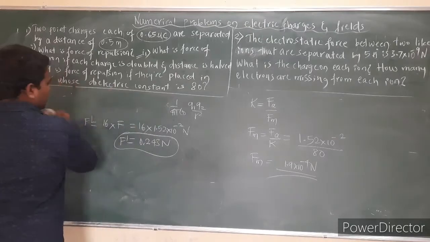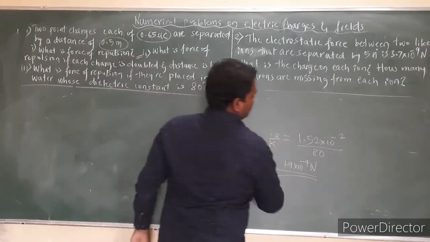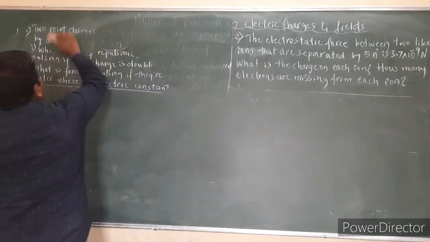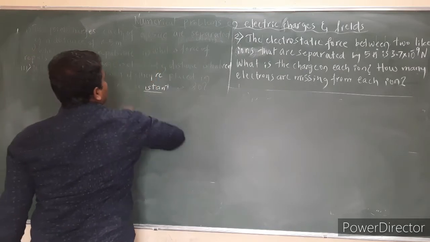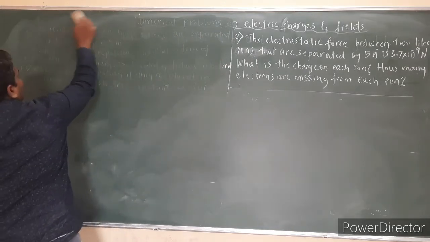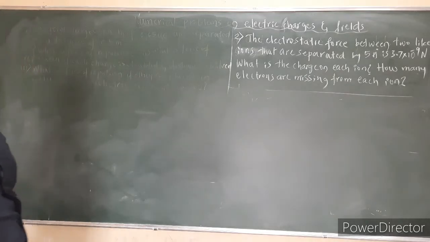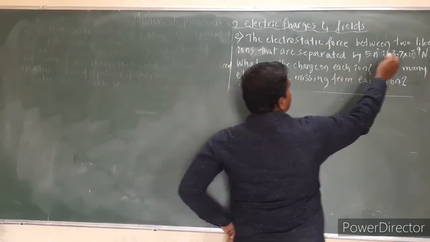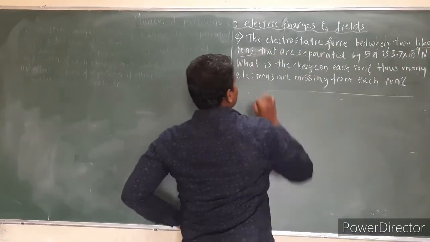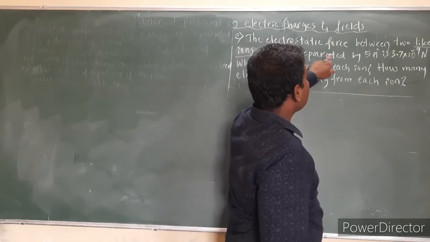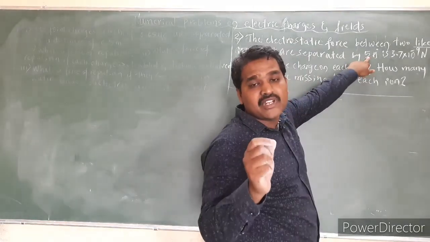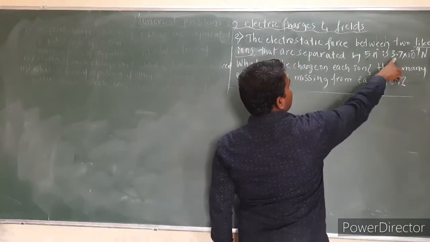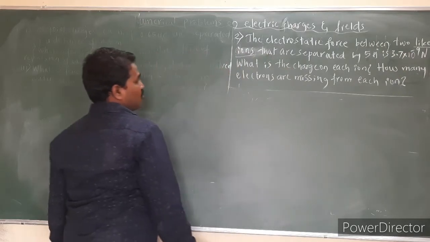Then look at the second problem here. Let's read the problem and write down the data given. What is given there? The electrostatic force between two like ions. They have given two like ions here. Both charges are the same, and they are separated by 5 angstroms. The distance of separation between both the charges is given, and the value of the repulsive force is 3.7 × 10^-9 newtons.